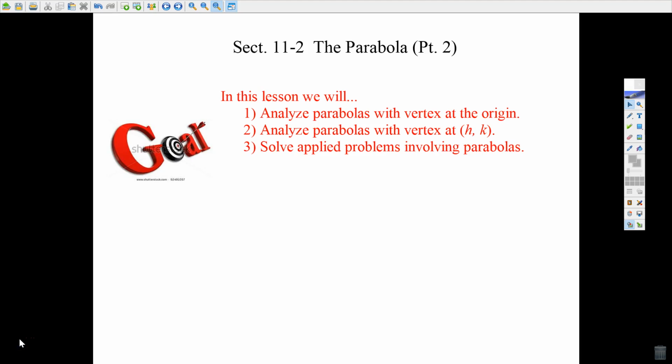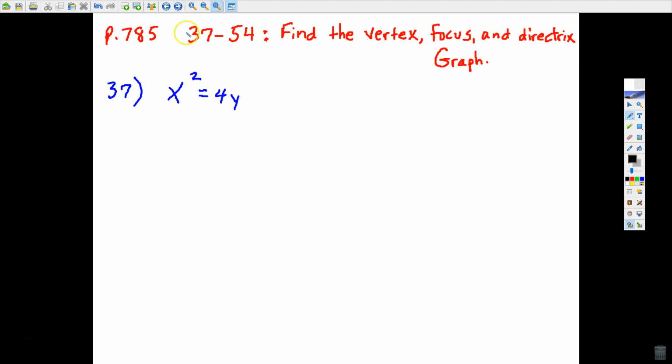Okay, so this is part two, a follow-up lesson for what we talked about yesterday. We're just going to go similar but a little different types of problems. And so let's just get right into preparing you for the homework that you're going to be doing.